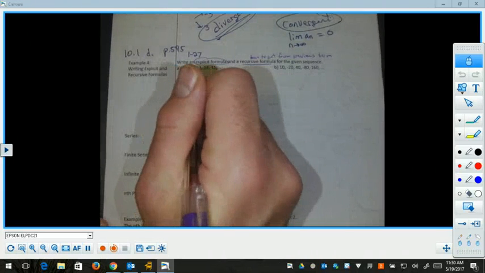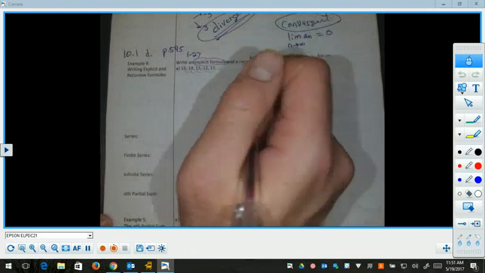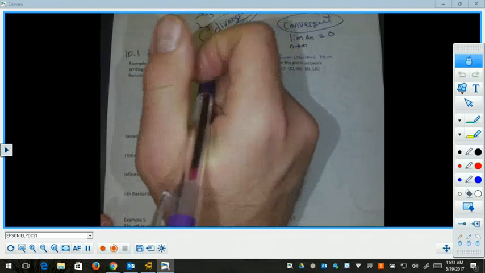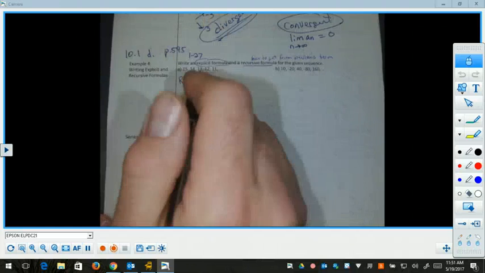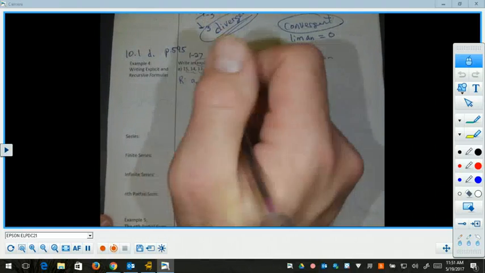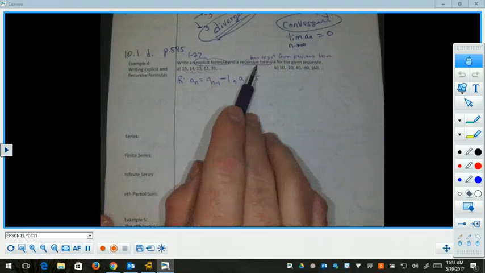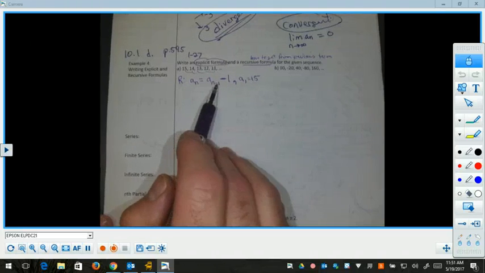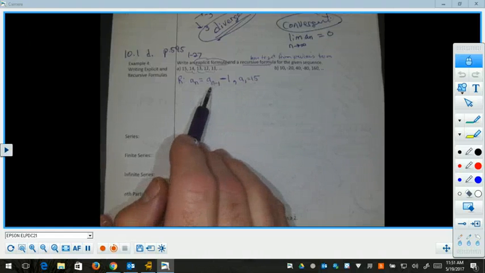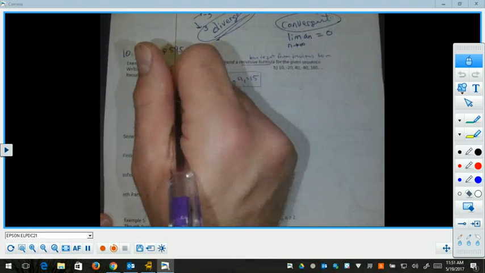So recursive, this one's easy. To get to each next number in the sequence, you're just subtracting 1. So for our recursive formula, a sub n is a sub n minus 1 minus 1. That's the subscript, saying that it's the previous term, minus 1. But we do have to say what a sub 1 is. In this case, a sub 1 is 15. Whenever you give a recursive rule, you have to say what the first term is. Or if you're going to base it on 2 previous terms, you need to give the first 2 terms, or 3 previous terms, then you need to give the first 3 terms. So there's one of our answers right there. That is the rule for recursive.